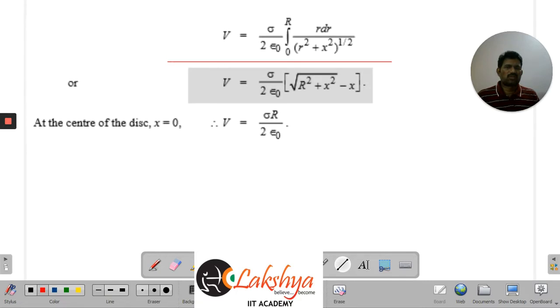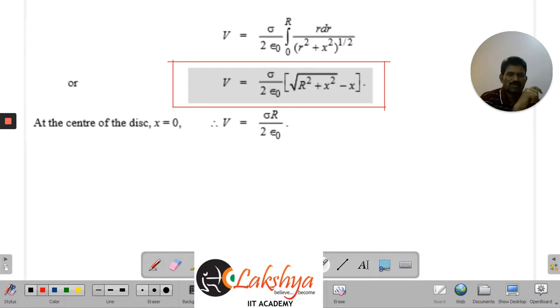This is the potential at a point on its axis, and this is by substituting x is equal to 0 here, then you get this expression: the potential at the center of the disk. And now sometimes they may ask for the potential at the edge of the disk, at some point on the edge of the disk.